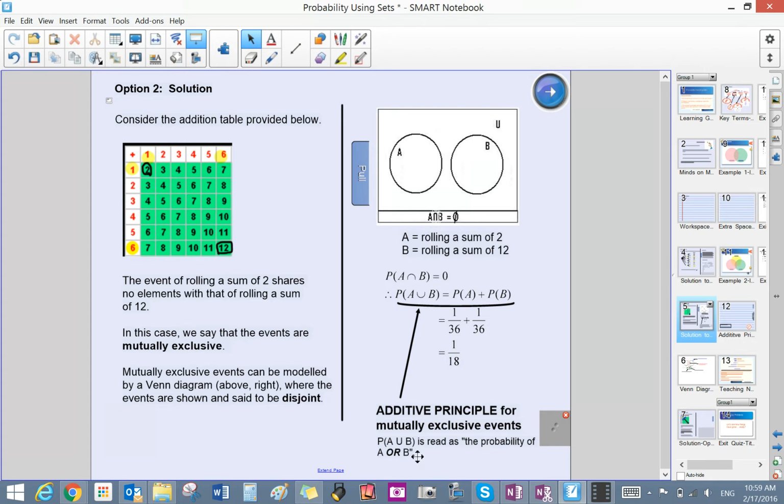Okay? So this is the additive principle for events that are mutually exclusive, and read as the probability of A or B. Differently up here, this symbol here represents the intersection of 2 sets. So that would be the overlap. And because there is no overlap, we say that it is equal to the null set. They have no elements in common. So let's move forward here.